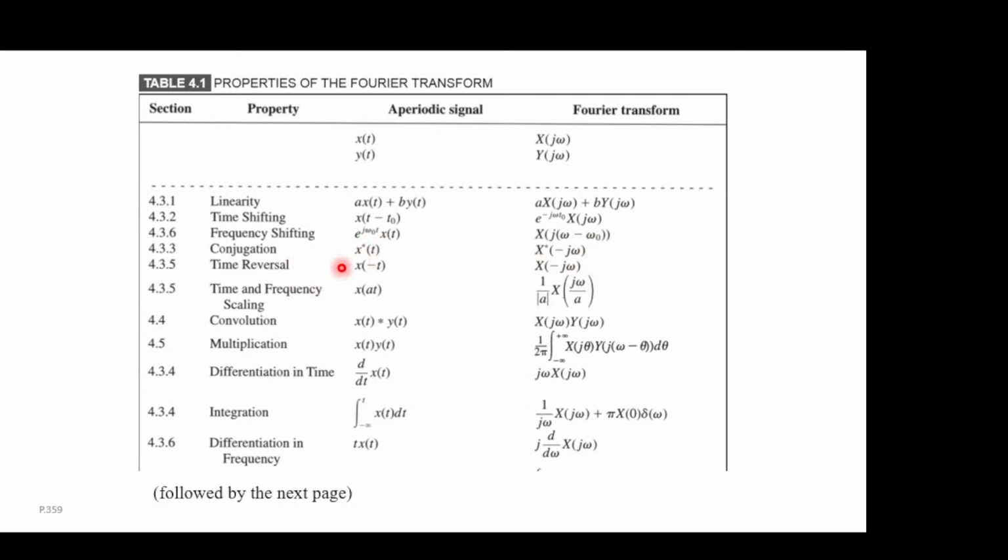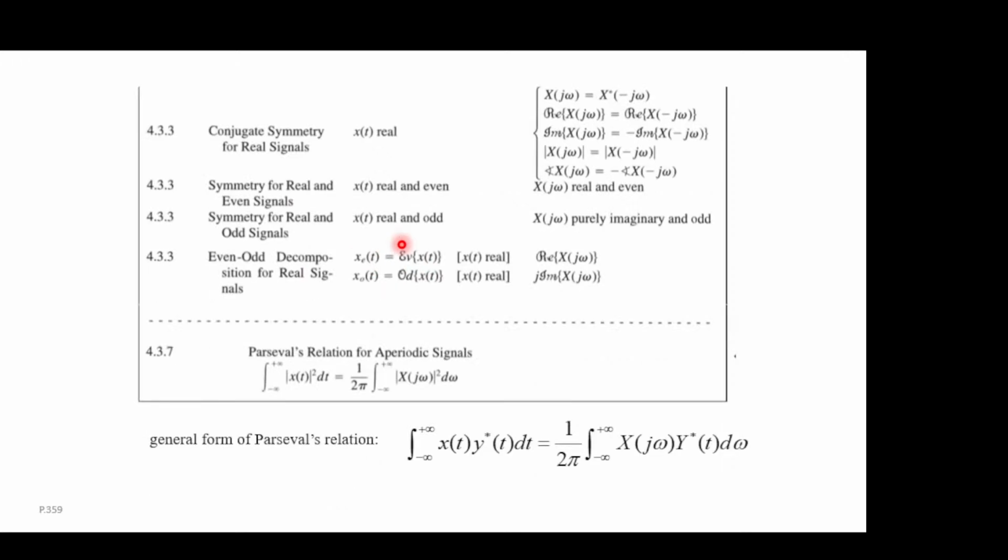So if the signal is real, x equals x star. Then the corresponding big X should equal big X star of minus j omega. That means that the real part of your big X is an even function, and the imaginary part of your big X is an odd function. And similarly, if you go to polar coordinates of big X, that means the amplitude is an even function, and the angle is an odd function.